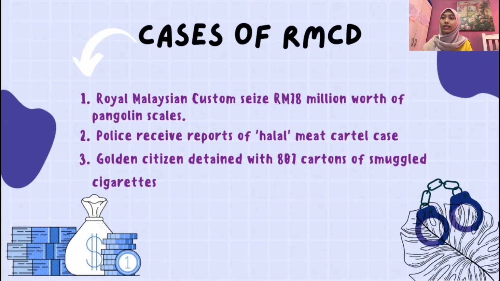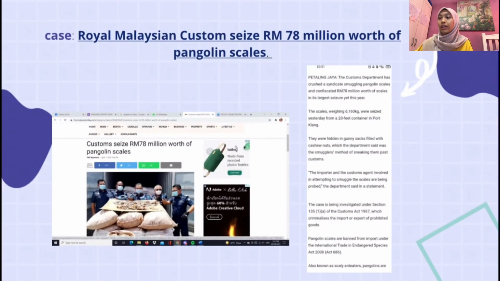So what is the case about? The case is about a syndicate smuggling pangolin scales, and Customs confiscated 17.8 million ringgit worth of scales in its largest seizure yet this year. To be detailed, this case happened on 31st March 2020. The pangolin scales were hidden in gunny sacks filled with cashew nuts, which the department said was the smugglers' method of sneaking them past customs.